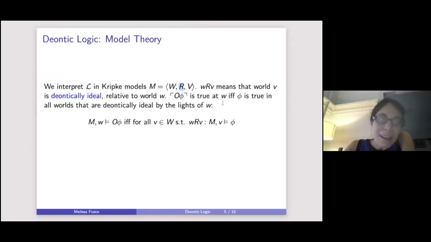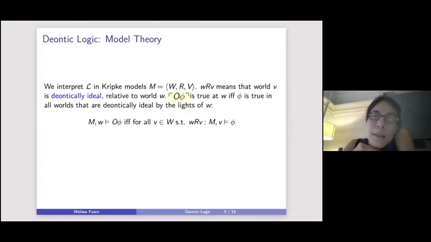So wRv, that is when two worlds w and v in big W are related via the R relation, we're taking that here to mean that the world v is deontically ideal relative to world w, right? So this is a world-anchored notion. One world w sees another world v via the R relation. That means that by the lights of w, v is ideal. It might fail to be ideal by the lights of a third world, say u.